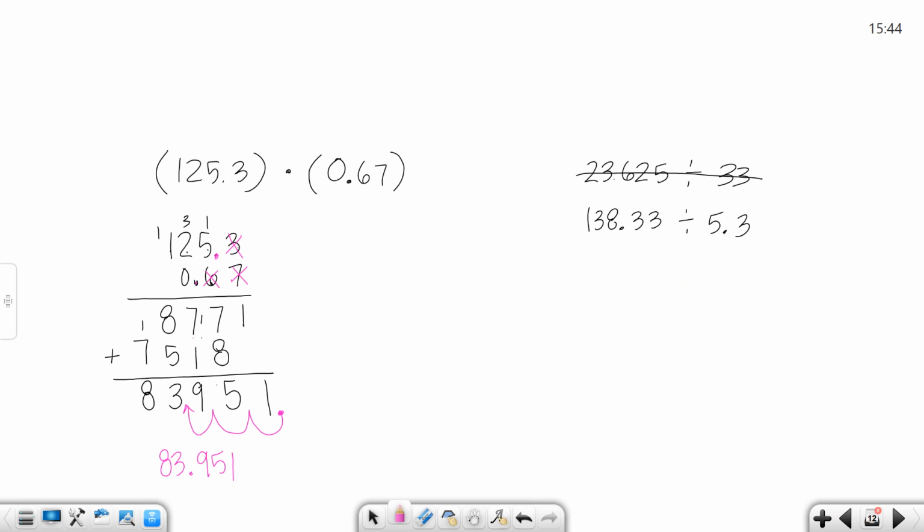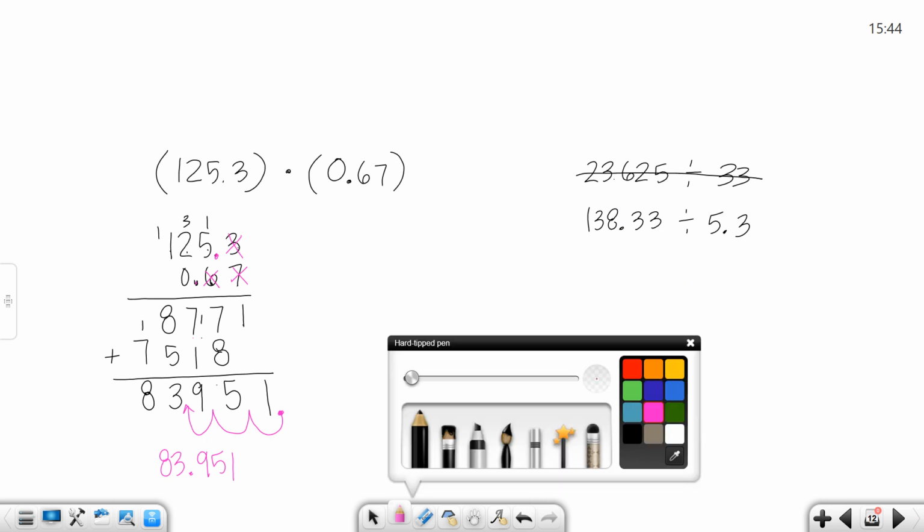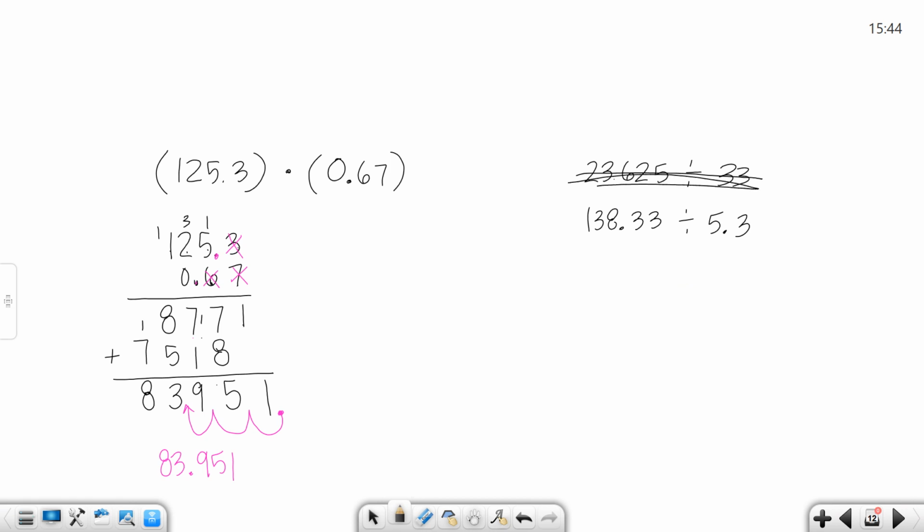So then you have the division. Now, if you printed out the blank notes, you saw that you had a problem, 23.65 divided by 33. That was bad, and it was ugly. So we're not going to work that one. We'll work one a little bit easier. It's not easy, but it's a little easier. So I have the divisor 5.3, and I'm going to divide that into 138.33.